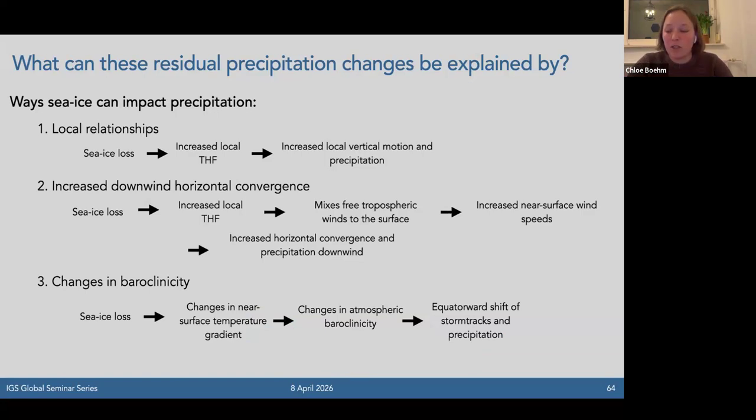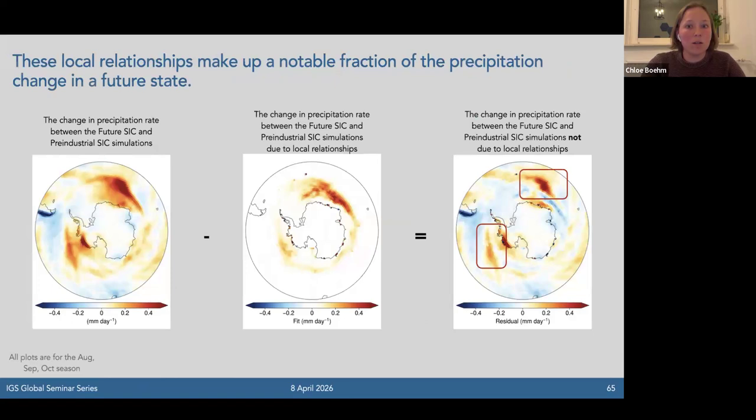And I'm not going to show the plots today just for the sake of time, but we saw an increase in near surface wind speeds that wasn't just necessarily due to the reduction in sea ice. And so that indicates that the second mechanism could actually be at play and could be explaining some of those residual differences.